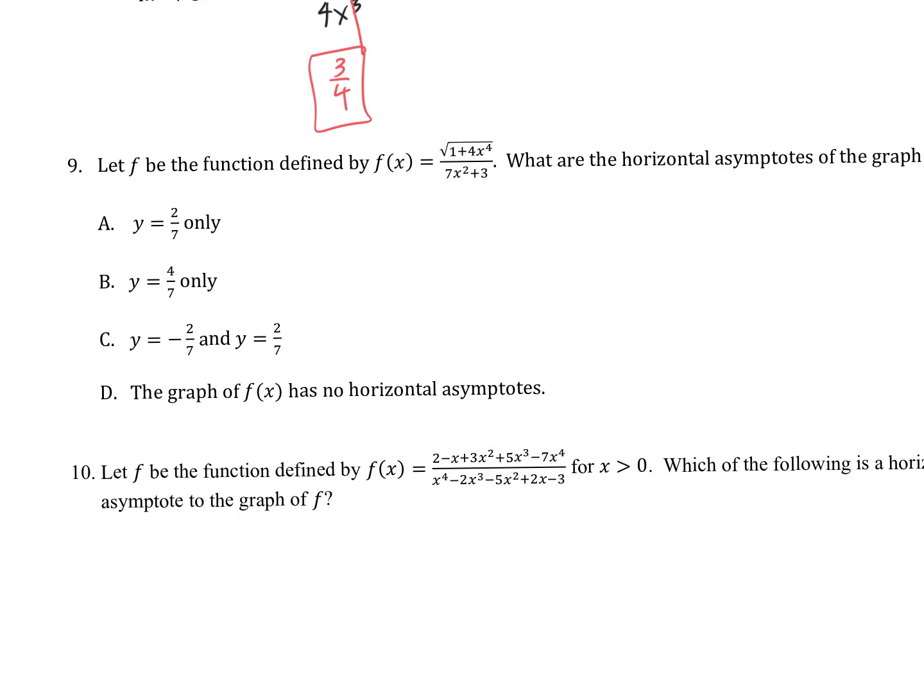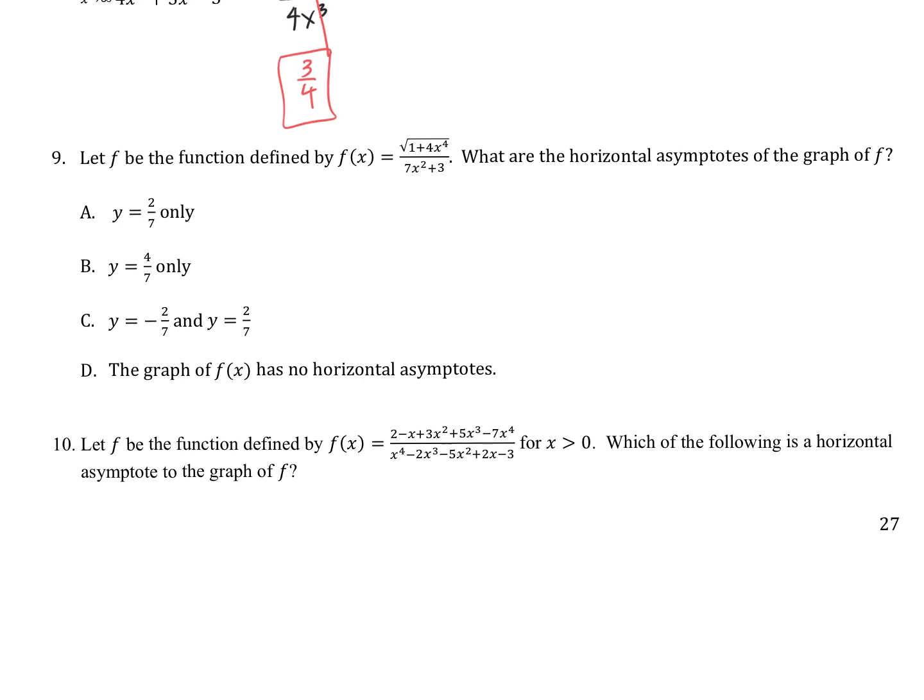Ooh, this one. What do we have to worry about on top? The square root of 4x to the 4th is going to get me 2x squared. What about over 7x squared? It's just going to be 2/7.